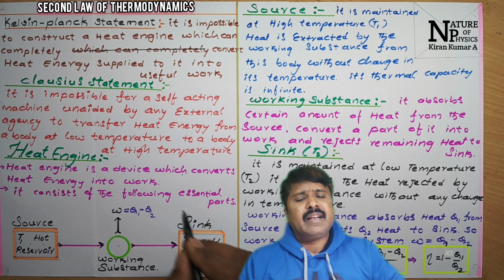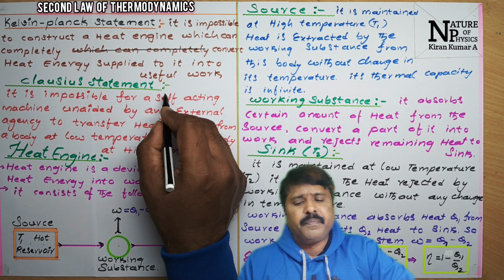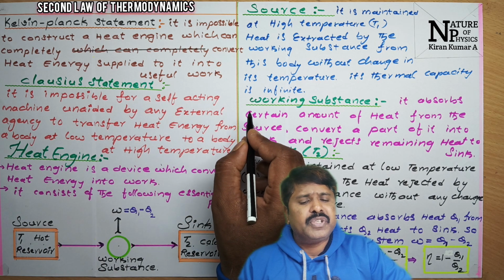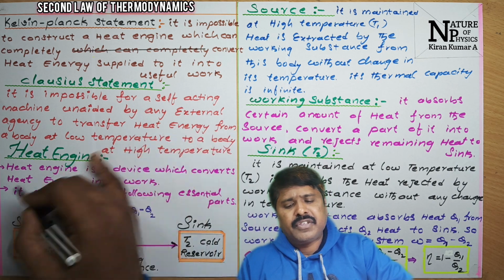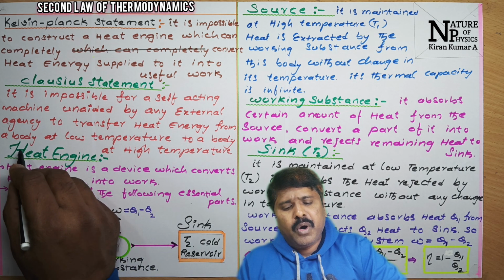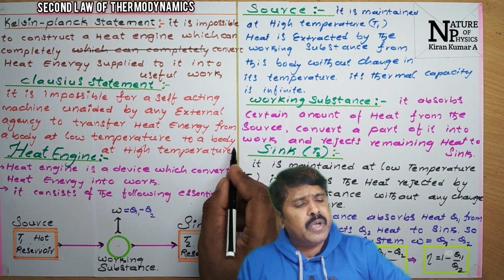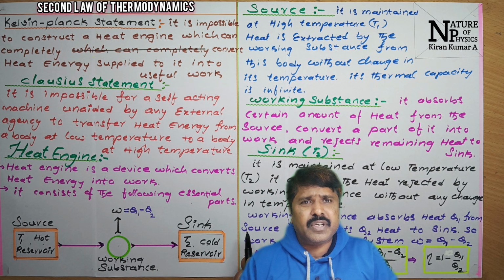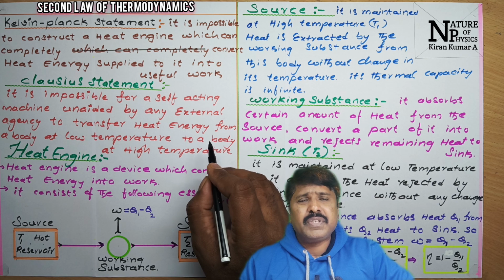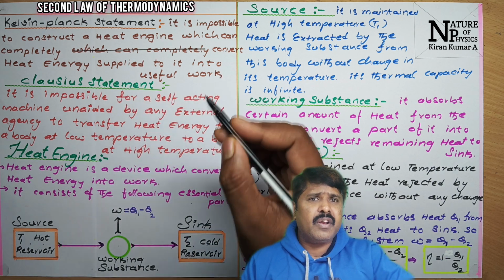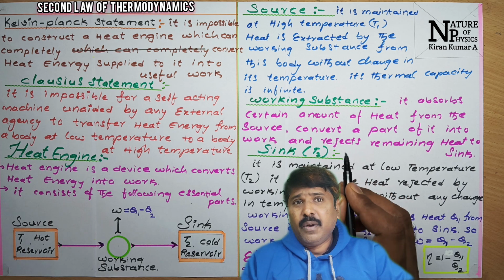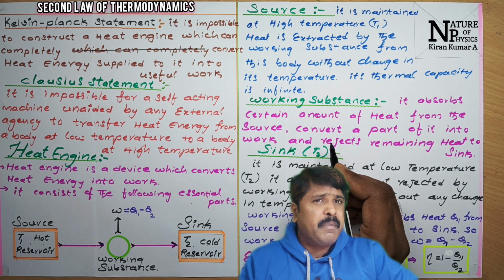Yes, and Clausius statement is the second one. It is impossible for a self-acting machine unaided by any external agent to transfer heat energy from a body at low temperature to a body at high temperature, student. See student, the best example here: heat always flows from the higher temperature area to the lower temperature area. Heat never flows from the lower temperature area to the higher temperature area.